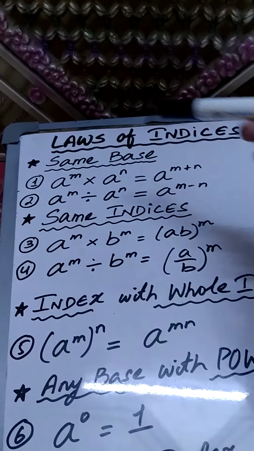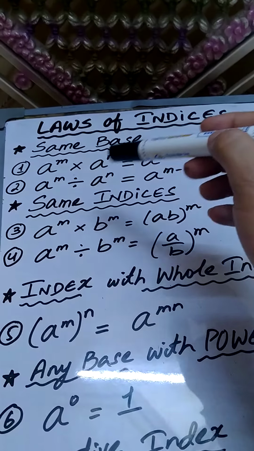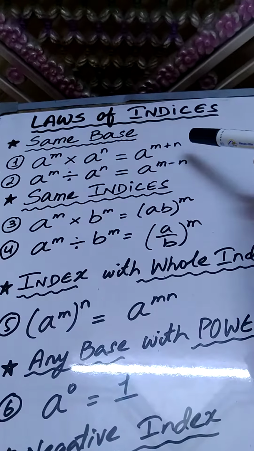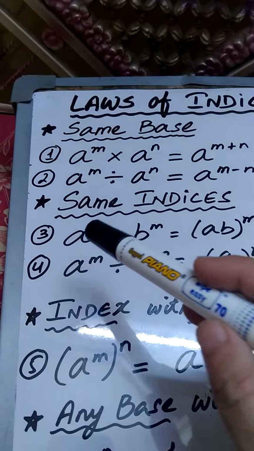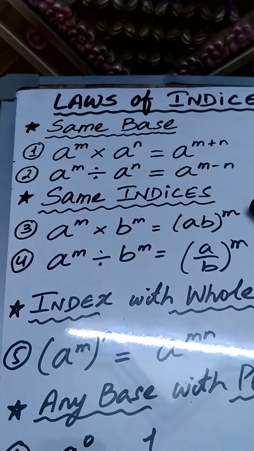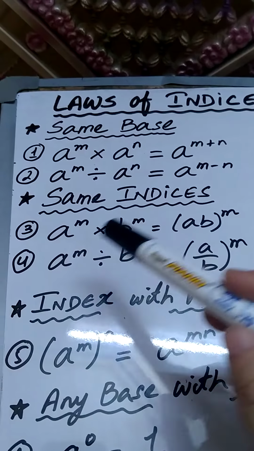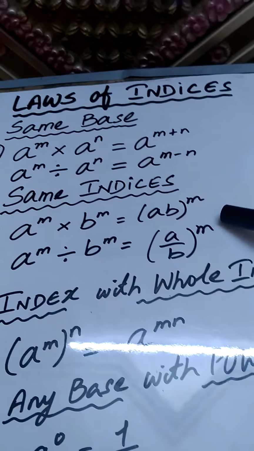So the indices laws are: same bases, a^m multiplied by a^m, divided by a^n. When bases are the same, the base remains the same. In multiplication their powers are added, in division their powers are subtracted. Same indices, look here, power m, both the powers are same. Whenever we have same power, we always make it whole power and multiply the base. Again, a^m divided by b^m, again the powers are the same. So whenever we have same power, we make it whole power.